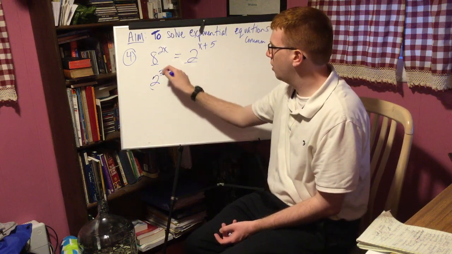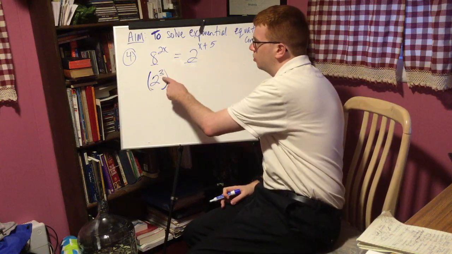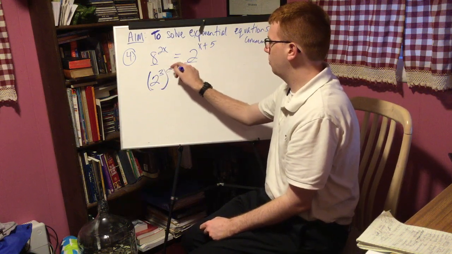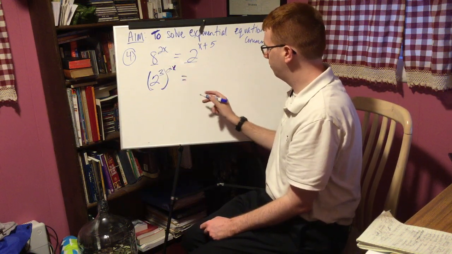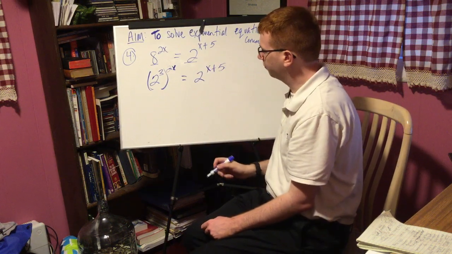So I'm going to trade that out. I'm going to use parentheses to group that together. I'm going to trade out the 8 and substitute it with 2 to the 3rd power. That's still raised to the 2x power, which is equal to 2 to the x plus 5 power.